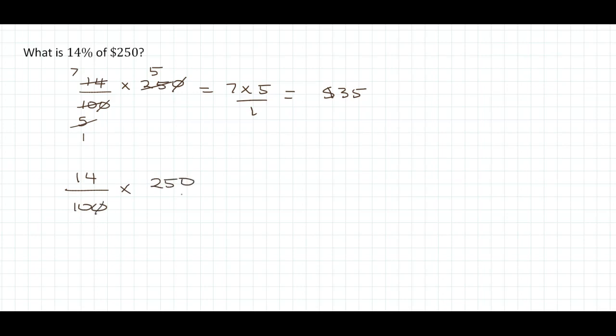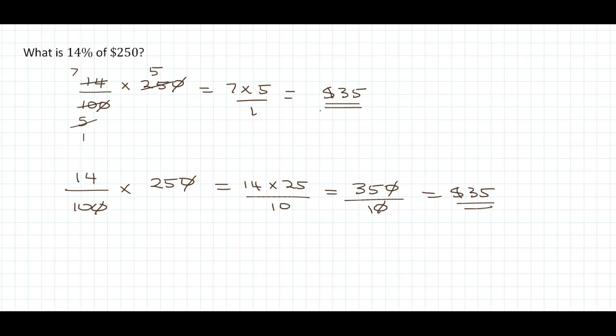So we cross out again. And then you can just go ahead and multiply 14 by 25 and divide by 10. If you go ahead and do this, you should get 350 divided by 10, and then zeros can cross out again, and you're still left with $35. So whichever approach you prefer, will always get you to the answer. Just find one that you're comfortable with and stick to it.